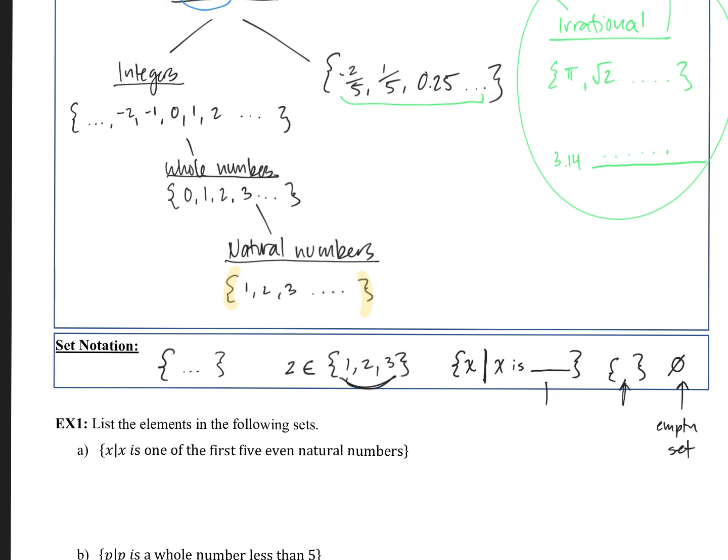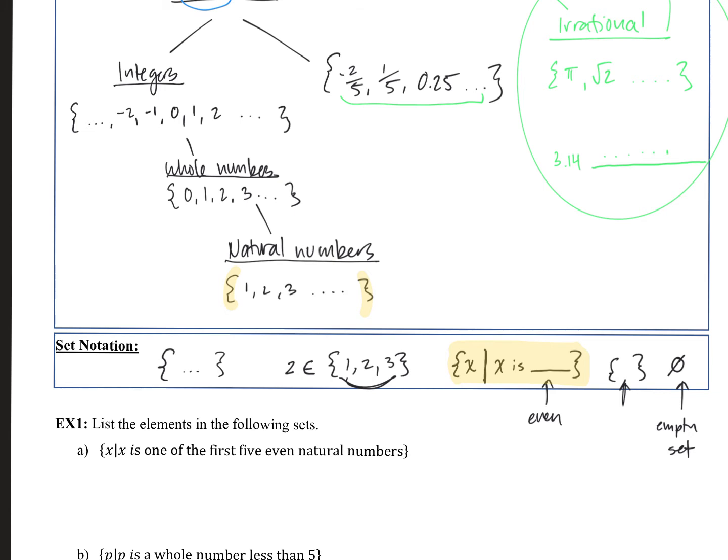So maybe if we said x is even, then we know this is a set of all the numbers that are even. Now, why wouldn't we just write out all the numbers instead of using this weird notation here? Well, the thing is, could you plausibly write out all of the even numbers in the world? No, there are infinitely many even numbers.